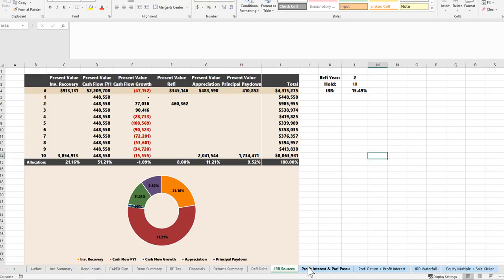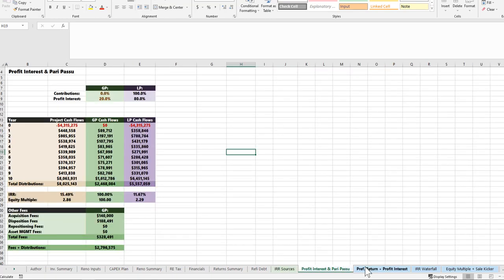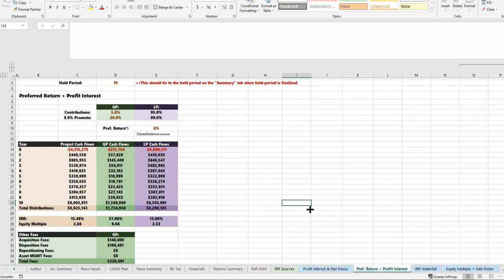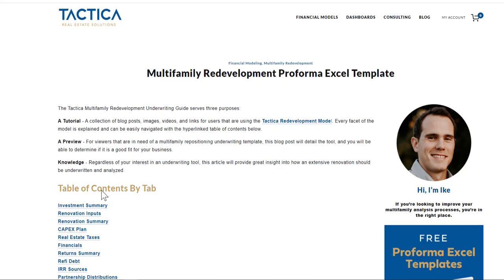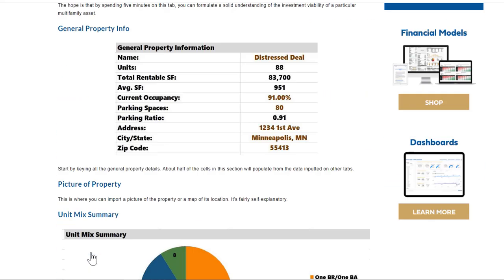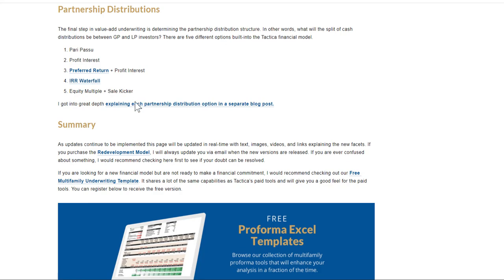And then the partnership returns. I have a ton of blog content on the partnership models that really breaks down how I'm calculating my preferred return cash flows, or my IRR waterfall. So again, if you go back to the tutorial, go to partnership distributions, I have 3 different blog posts that really go into the weeds explaining specifically the preferred return, the IRR waterfall, and then just another ancillary article comparing all of them together and explaining Tactica's rationale and how we're using these tools.